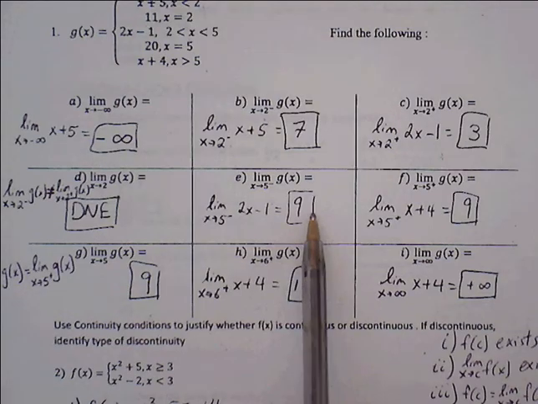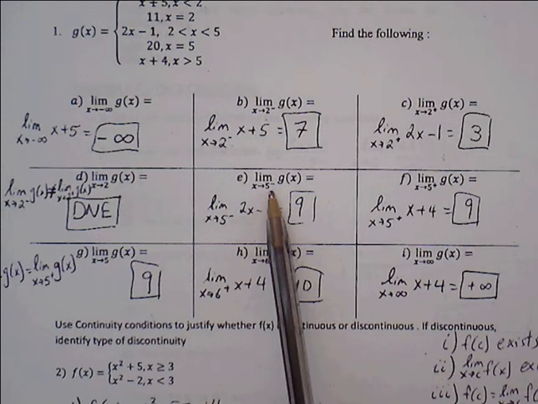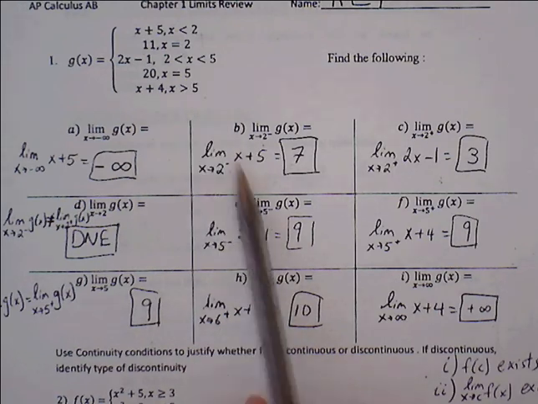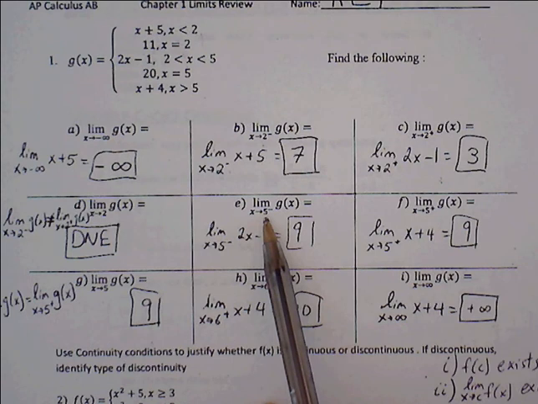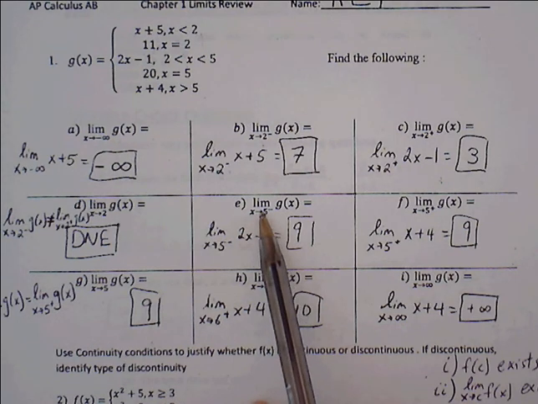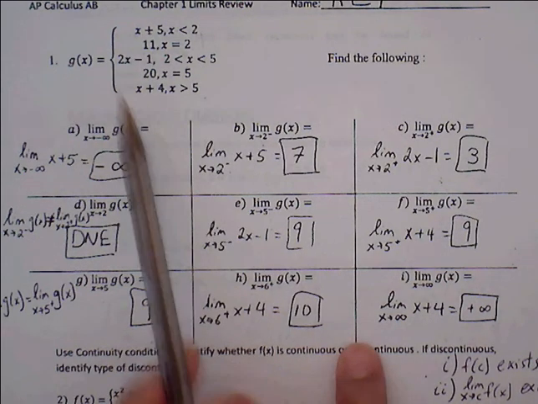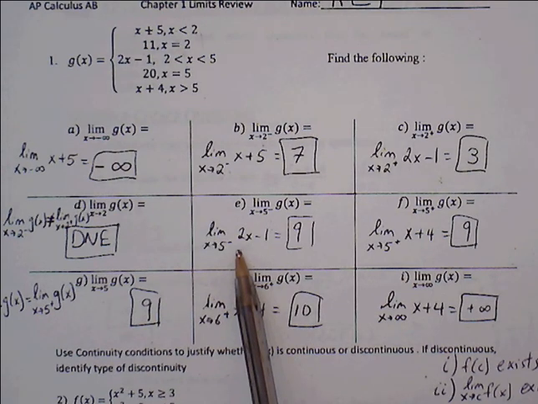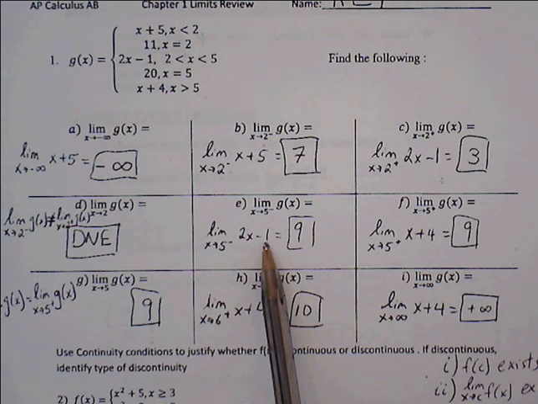Okay, next part, limit as x approaches 5 from the left side of 5. So from the left side of 5, we want to choose the appropriate piecewise. From the left side of 5, we're talking about from 4 to 4.9, 4.999. So that's going to fulfill this condition, so we'll be using the 2x minus 1. So the limit as x approaches 5 from the left side of 5 for 2x minus 1 will simply be equal to 9. If I plug 5 in for x, I get 10 minus 1, which is 9.